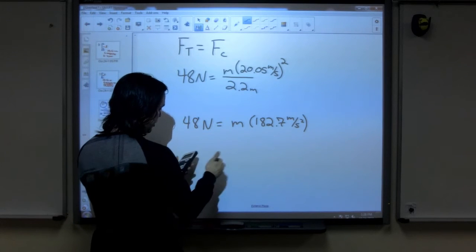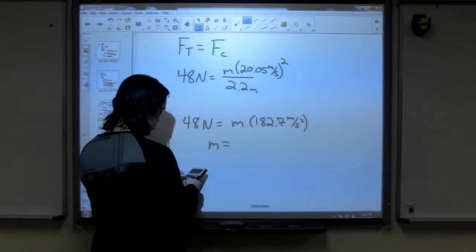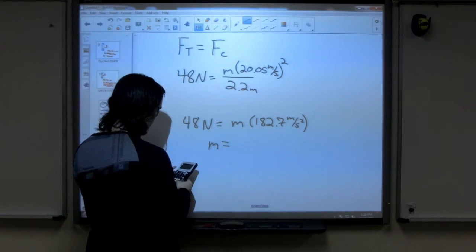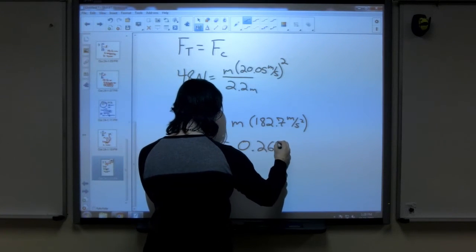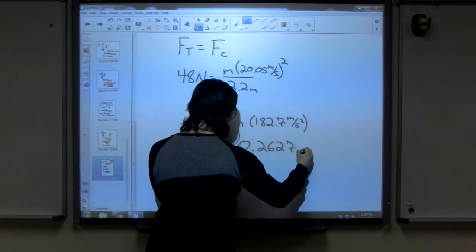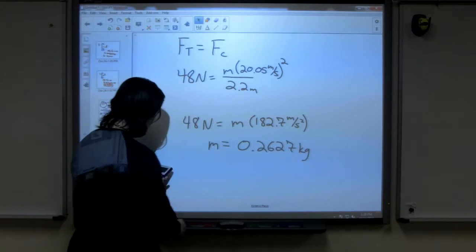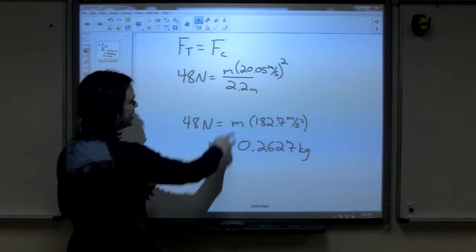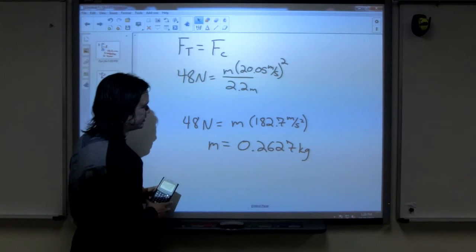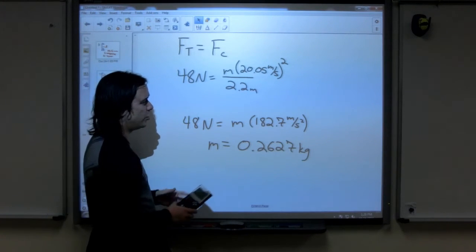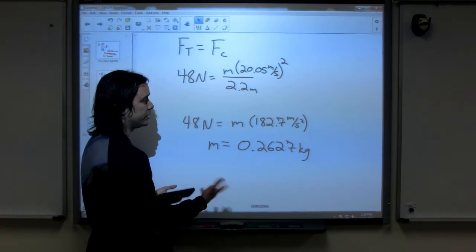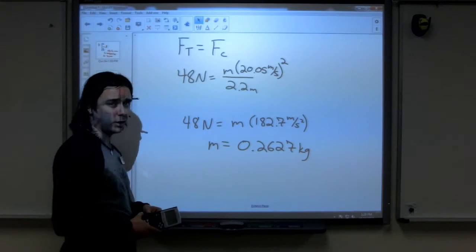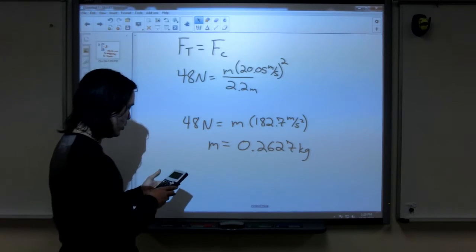You should end up with the same thing, but we're going to find that the mass is equal to 48 divided by that answer, which equals something like 0.2627 kilograms. On this one, because they gave me a number with 4 significant figures, I'm going to keep that for now. I know we're not following the exact rules of significant figures, but we sometimes run into weird issues with the online homework system, so I'm going to go ahead and keep that.